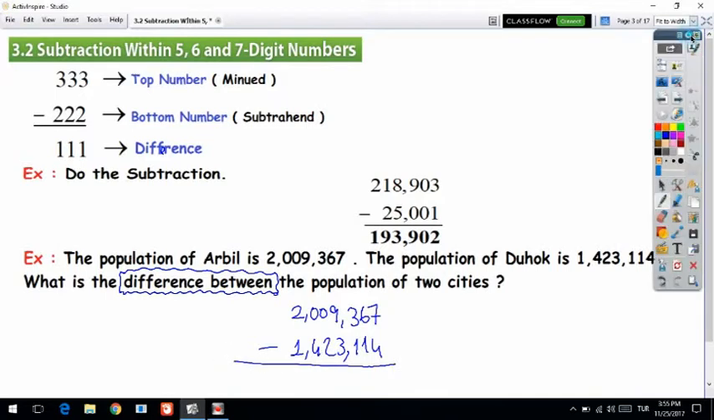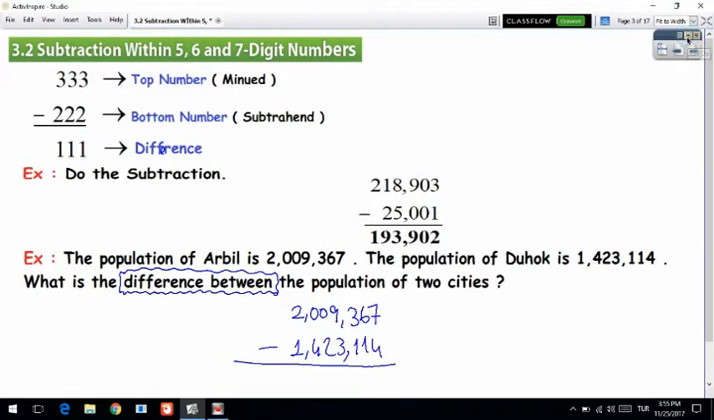First it's easy because we start subtracting from the ones digit. 7 minus 4 is equal to 3. 6 minus 1 is equal to 5. 3 minus 1 is equal to 2. 9 minus 3 is equal to 6. 0 minus 2, we cannot. So we go to the neighbor, there is no number, so we go to another neighbor. 2 makes 1. Then the zeros become 9, and then you can make 10. 10 minus 2 is equal to 8. 9 minus 4 is equal to 5. Then 1 minus 1 is equal to 0.